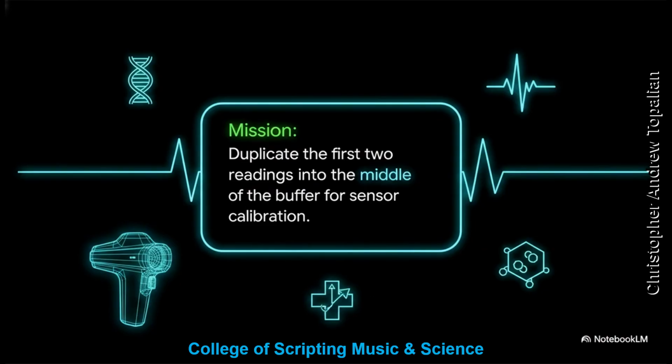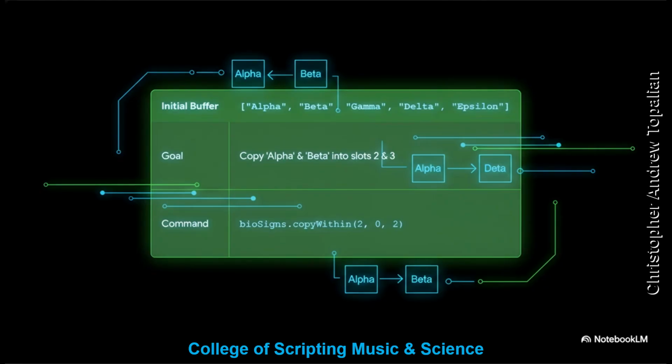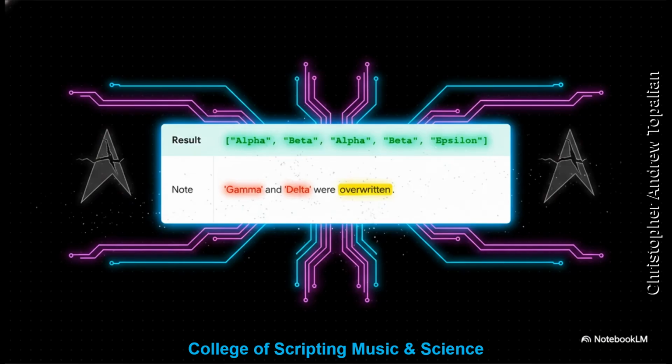All right, next simulation. Let's imagine a medical tricorder that has a rolling log of 5 biosigns. For a quick sensor calibration, we need to duplicate the first two readings and drop them right into the middle of the buffer. Here's our starting buffer. We're going to run the same command as before, copyWithin(2, 0, 2). So we're targeting that third slot, index 2, and we're copying the first two elements, alpha and beta, to that position. So what do you think is going to happen to gamma and delta? Yep, exactly as you probably guessed. The buffer now reads alpha, beta, alpha, beta, epsilon. But notice what's missing. Gamma and delta have been completely overwritten.